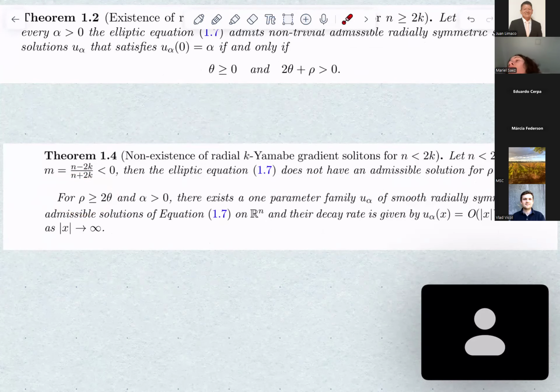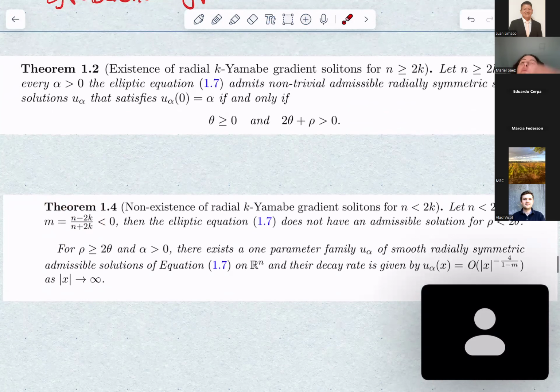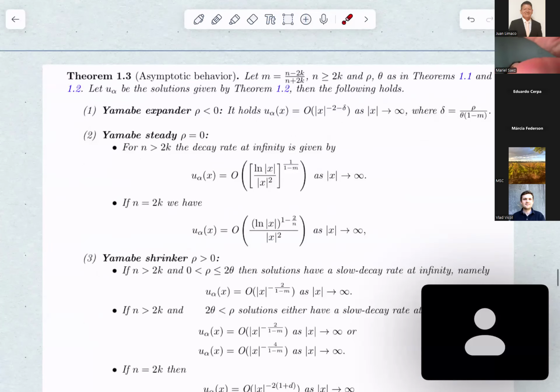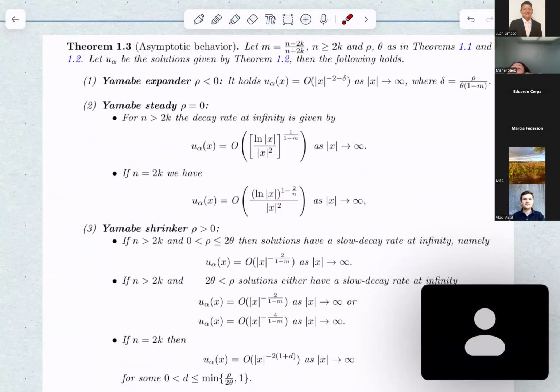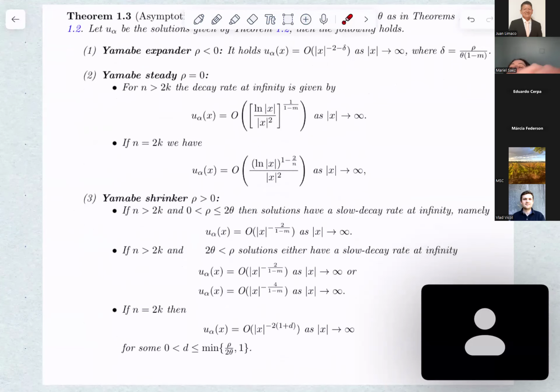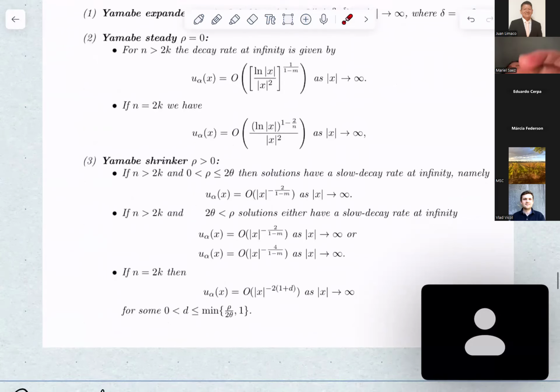So in the case of rho positive, that means shrinking solitons. And then we can even describe the behavior at infinity. And here's what M is. And we can do a bit more, trying to understand how different the solutions are for the different cases. What we can say is what the decay rate is in each case. Maybe I don't want to describe this in all detail, and I think I lost track of time, so I should be finishing now.